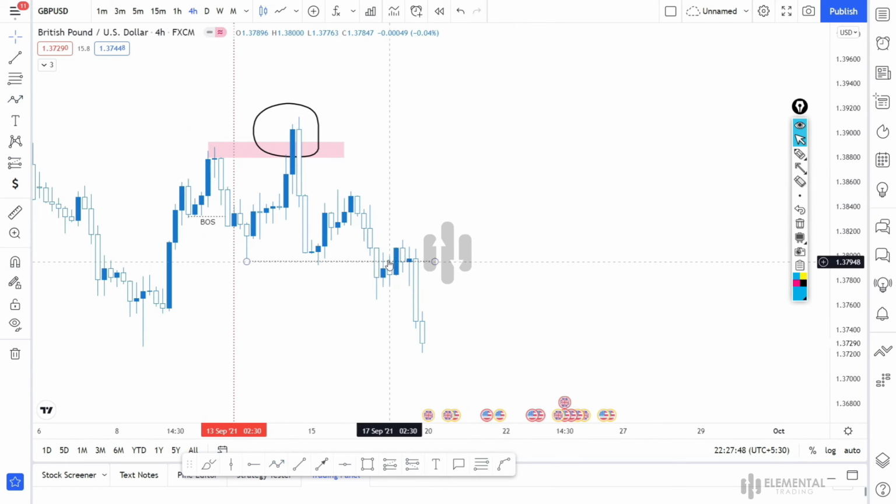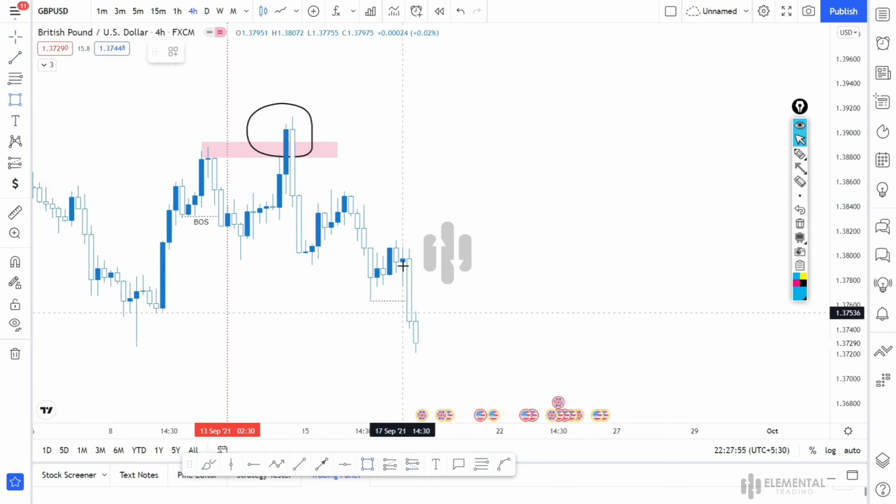So moving on to the next week plan. Here we can see price broke another structure, right? So there will be a key level here. This will be our minor key level.